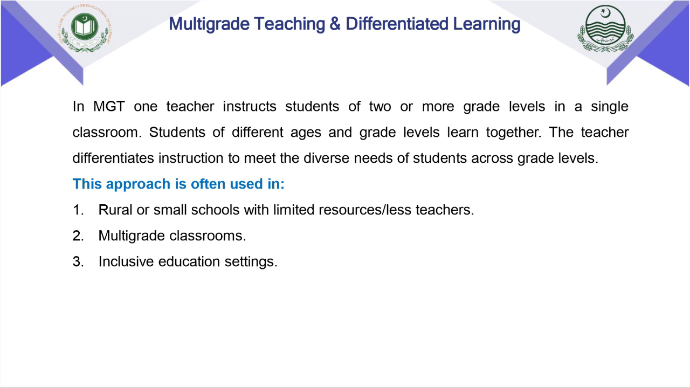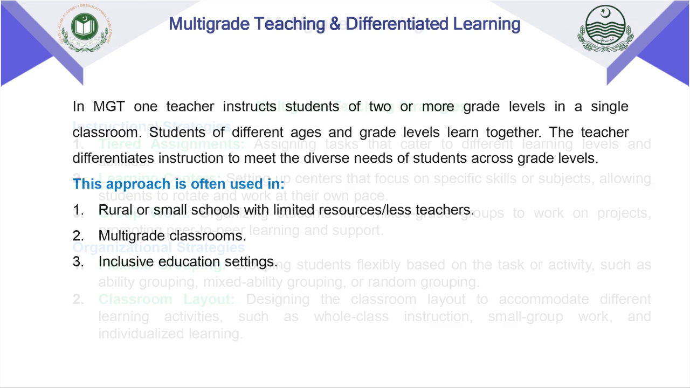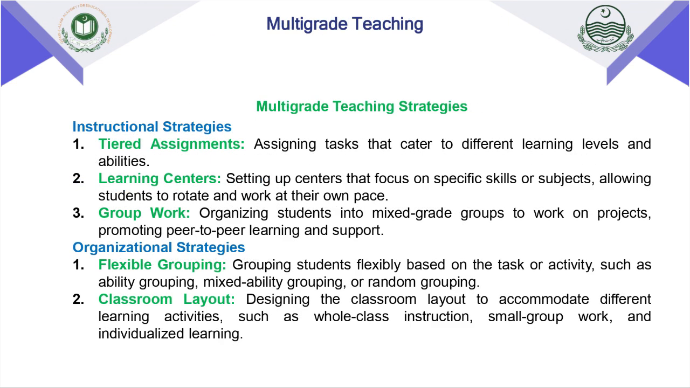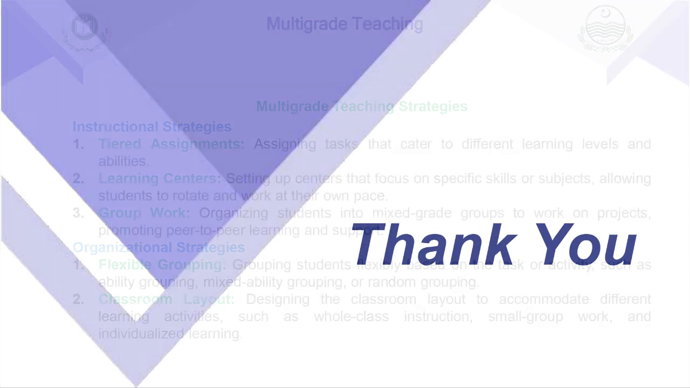For organizational strategies, consider number 1, flexible grouping. Grouping students based on the task at hand, whether by ability, mixed ability, or randomly. Number 2, classroom layout. Design the classroom to accommodate different activities, whole class instruction, small group work, or individual learning. By using these strategies, you can create an environment that supports both individual learning and collaboration, making learning more inclusive and accessible for all students.